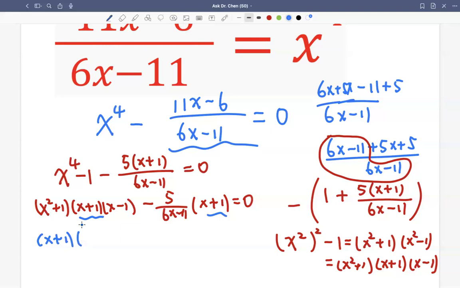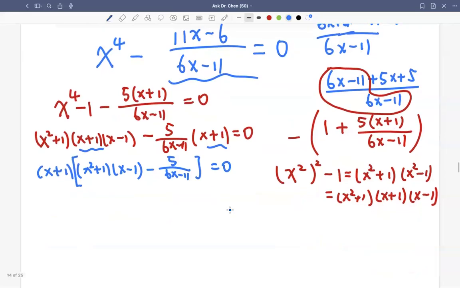Now we can put the expression into factored form. Factoring out x plus 1, we have x squared plus 1 times x minus 1, then minus 5 over 6x minus 11, and that equals 0. Okay, so then we can use the zero property. For a product to be 0, each factor can be 0. That means x plus 1 can be 0, so we get a first solution, x equals negative 1.